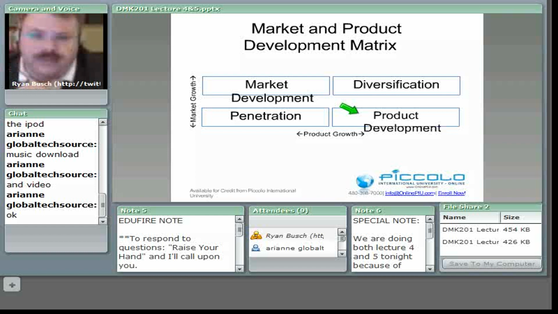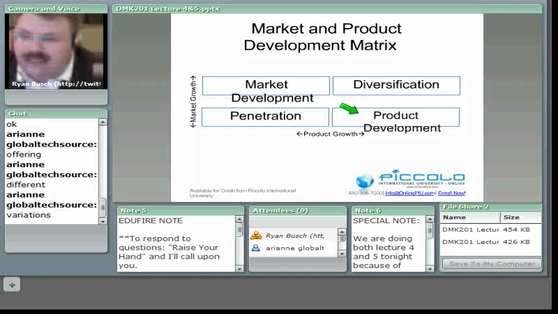Anyone with thoughts on the market penetration quadrant? I think the example that I was going to offer is the tobacco industry. They have a very long history of selling more of existing products into existing markets. There are a number of government regulations that prevent them from formally trying to access new markets within the U.S., for example. But they do a lot of things to try to develop their product reach into existing markets. Not a particularly well-liked industry, but a good example, I think, of market penetration.